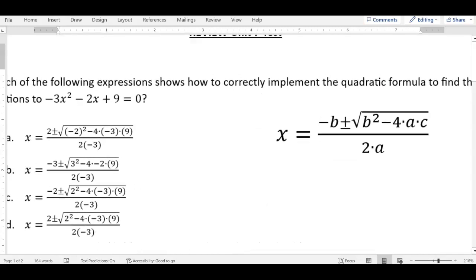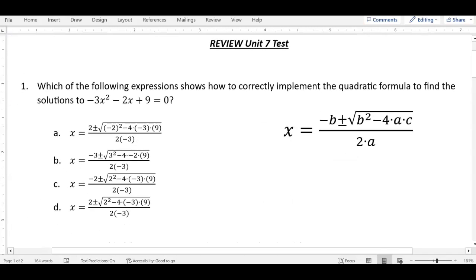All right, here's our Unit 7 test review. Make sure you get this done so you can bring it tomorrow for the test.